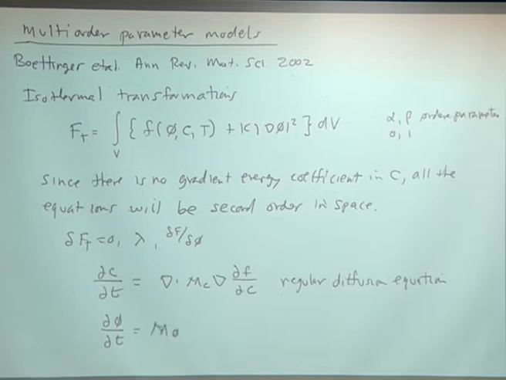So we have a mobility in the phi field. So this is the mobility. M_C is the mobility of the concentration field, so I put a C there. M is the mobility of the phi field, so I put a phi there.